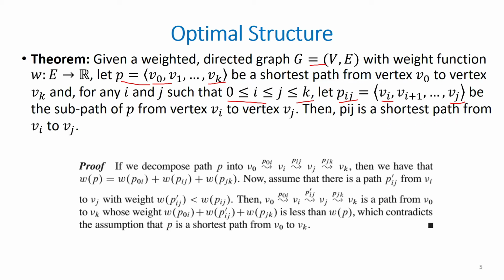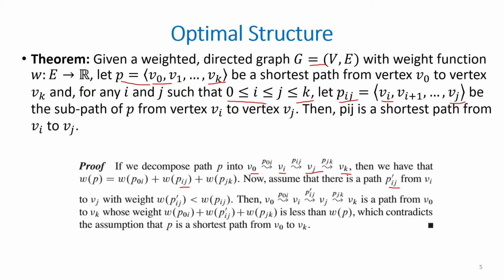So we have three subpaths as shown over here, from V0 to Vi, from Vi to Vj, and from Vj to Vk. So the weight of path P would be the sum of the weights of these three subpaths. Now, assume there is some path Pij prime from Vi to Vj such that the weight of this path is lesser than the weight of the path Pij.